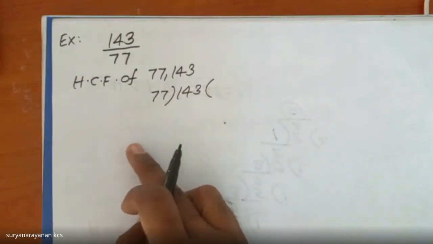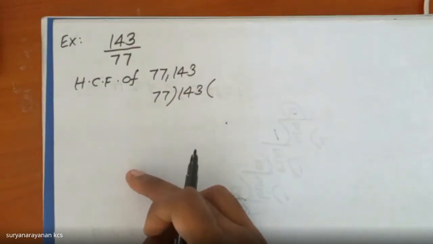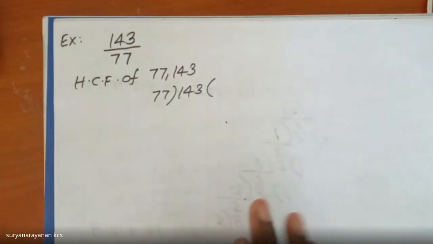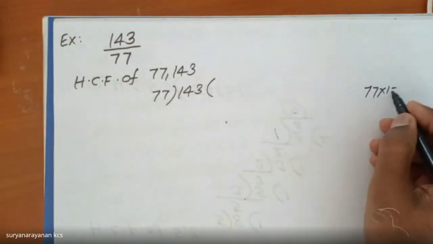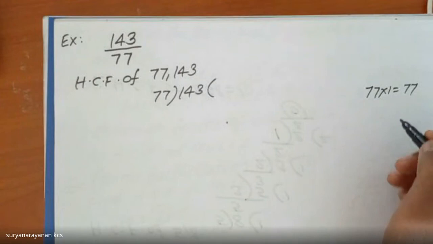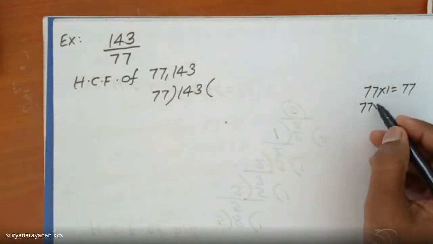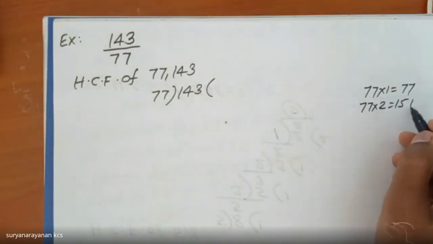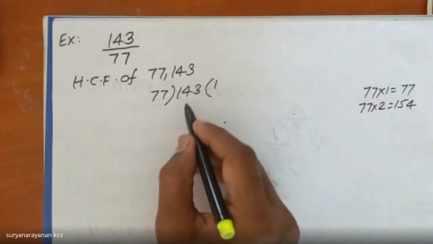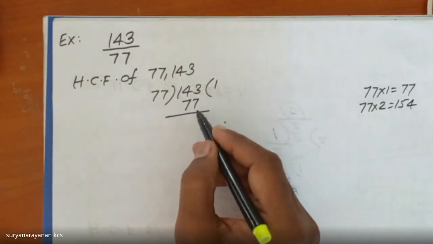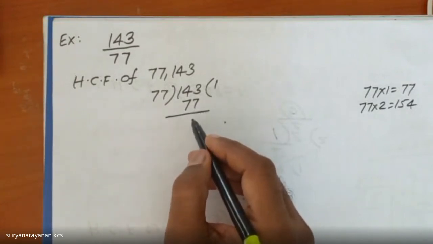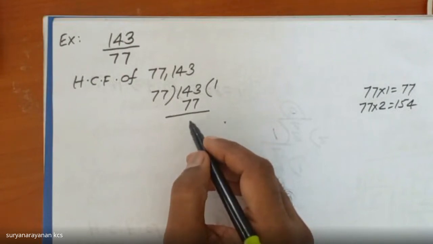How many times does it go? Tell me. Sir, 2. Prepare the 77 table in rough work. 77 ones are 77, 77 twos are 154. Sir, only one time. Then what is the remainder? Tell me the remainder here.